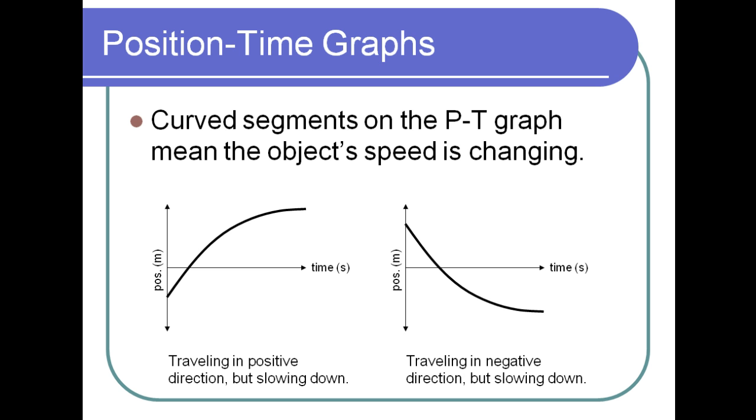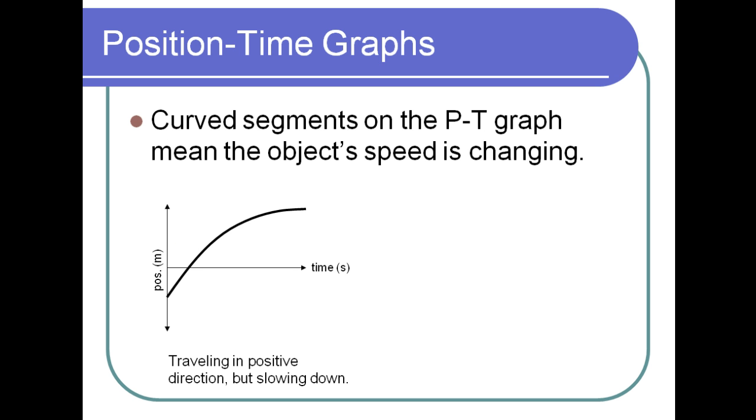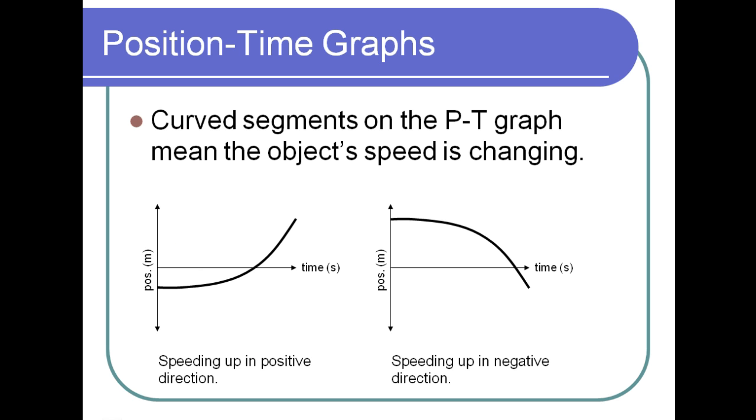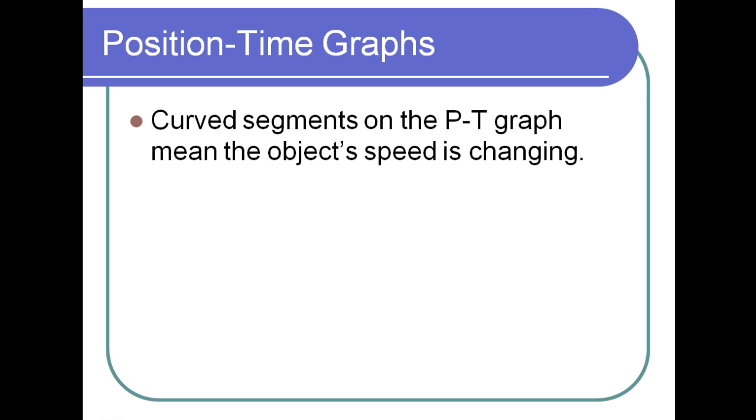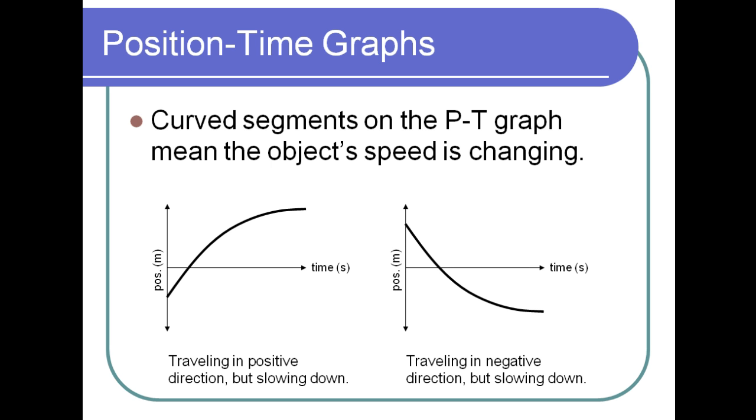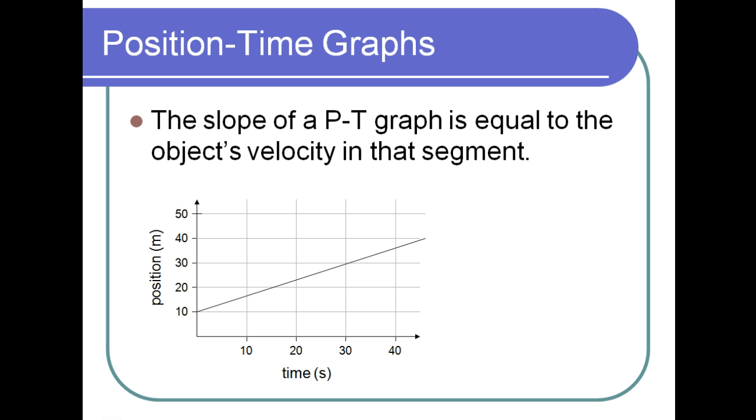So if it's traveling in the negative direction, just like we saw on the previous one, that curved parabolic shape is the one way, and then when we're slowing down in the negative direction, it's going to come down to a flat line again, just like in the one on the positive, just it's in the negative direction.